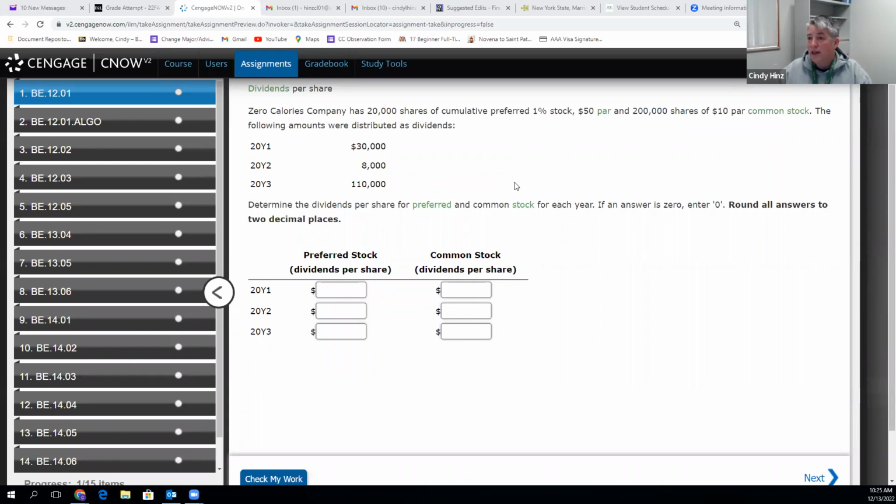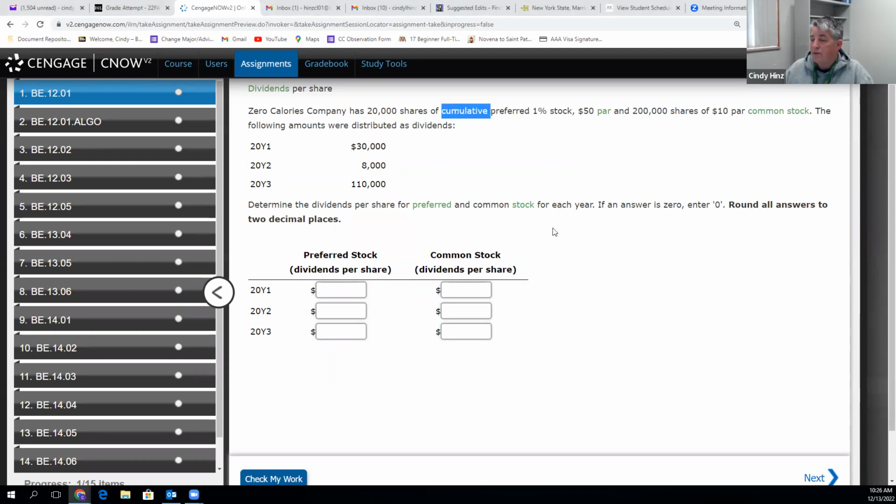Exercise 1 then says 0 Calories Company has 20,000 shares of cumulative preferred 1% stock with a $50 par value and 200,000 shares of $10 par common stock. So we can assume that those are the number of shares outstanding, even though it doesn't use that term. The following amounts were distributed as dividends. Determine the dividends per share for preferred and common stock for each year. And if an answer is 0, enter 0. Round all answers to 2 decimal places.